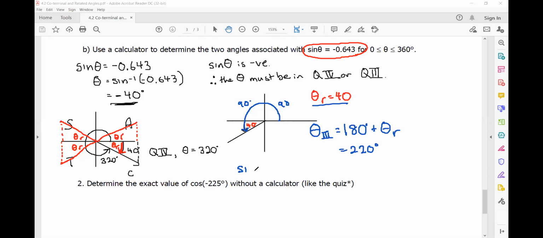Therefore, sine of 320 will give me negative 0.643, and sine of 220 will give me negative 0.643. And this is something the calculator is not able to do. It will only give you the most efficient one, the one where I have to travel the least from the x-axis. But there's more than one possibility, and it's very important that you know that.